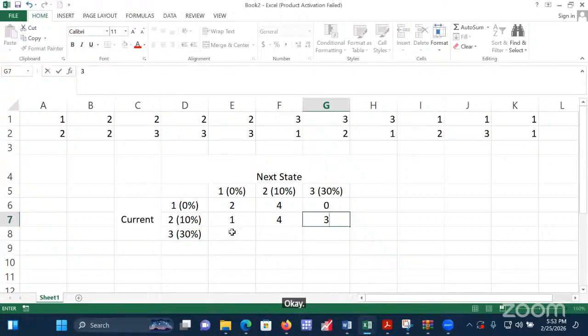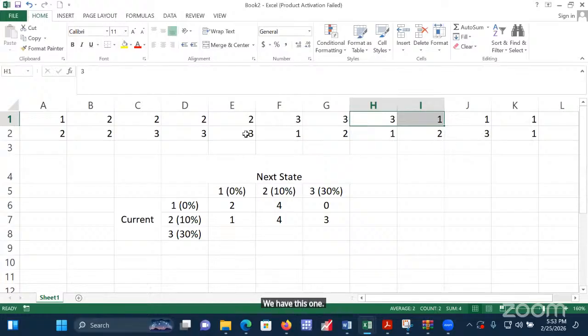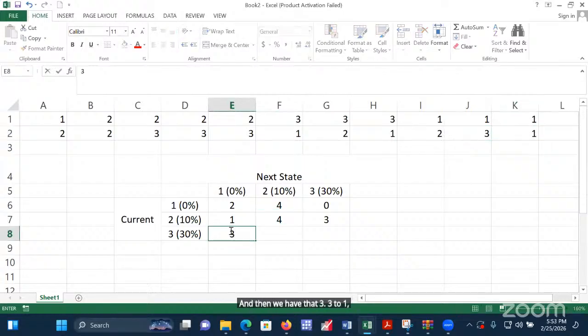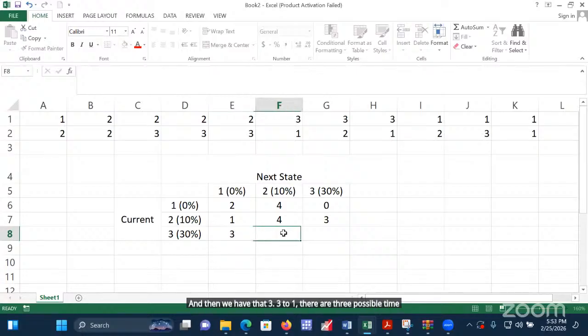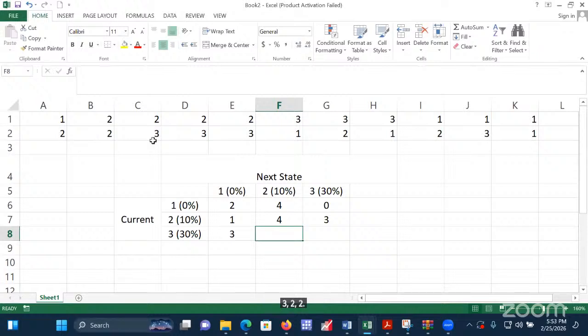Okay, so let's look at 3 to 1. We have this 1, we have this 2, and then we have that 3. For 3 to 1, there are 3 times that I've observed. Then 3 to 2. Let's look at it. 3 to 2, 3 to 2. None. Do you agree that it is none? Then 3 back to 3.